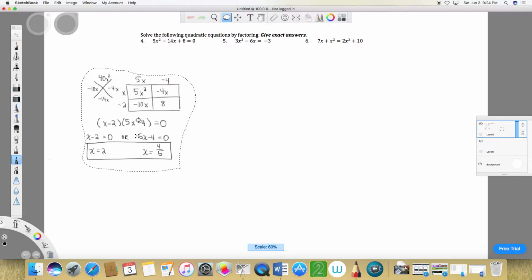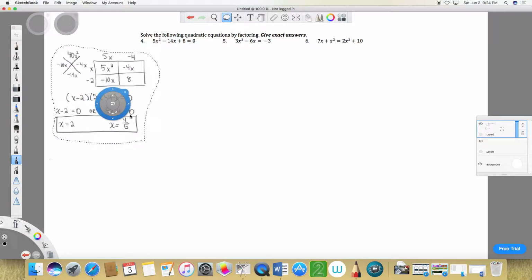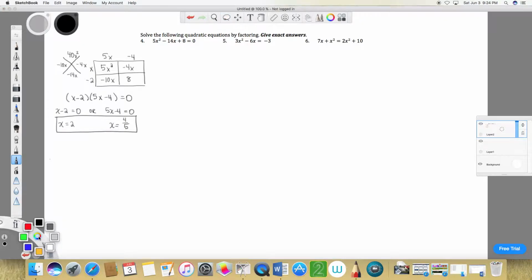Take a look at problem 5. So it's not in standard form. So let's rewrite it. 3x squared minus 6x. Let's add 3 to each side. Plus 3 is equal to 0. Let's divide every term by 3. 3 divided by 3 is 1. Minus 2x plus 1 is equal to 0.